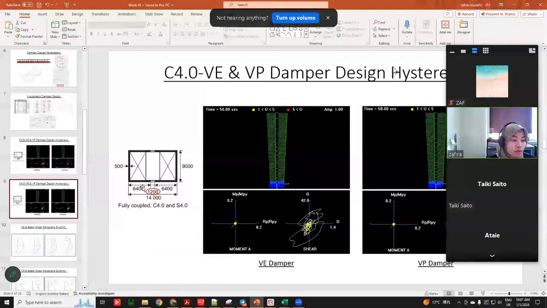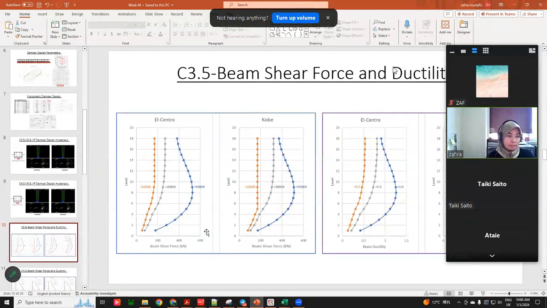But if we compare to the shorter beam, we can see the performance of the whole building is actually better, and the force in the performance of the damper also becomes better. And I also check from every aspect. So this one compares Centro and Kobe. If you can see, the blue line is for steel beam and the gray line is for the viscoelastic only, and the orange color is for viscoelastic with friction damper.